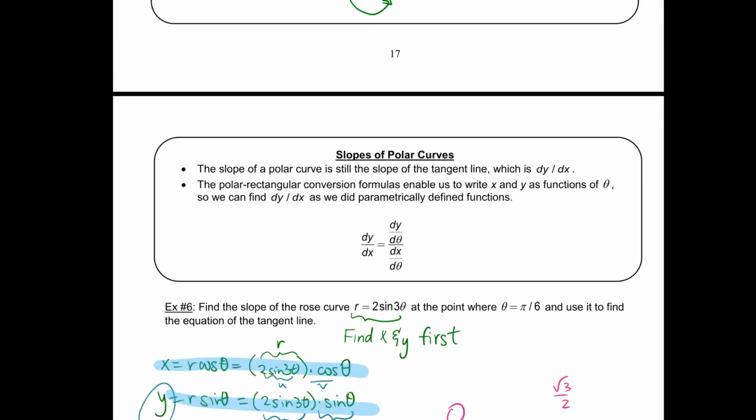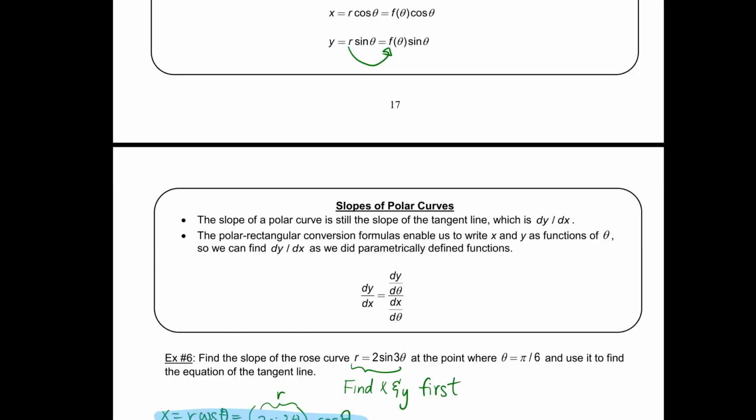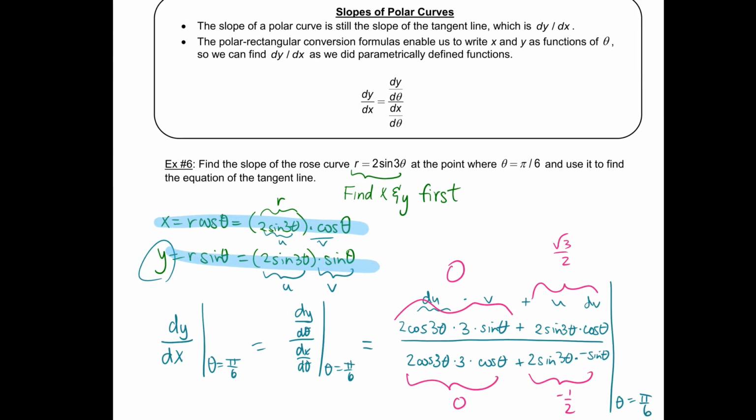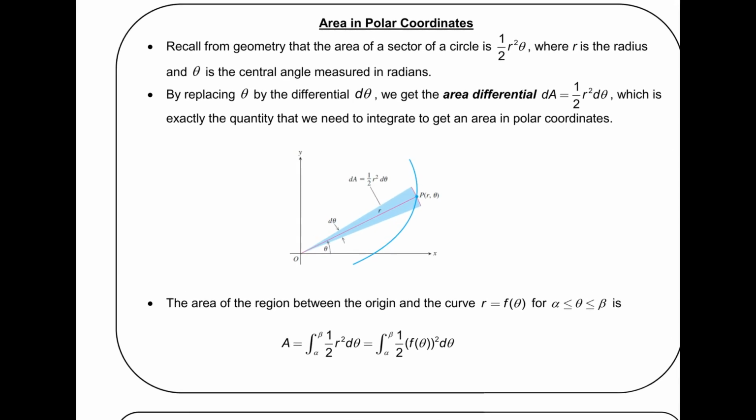And then I can make parametric equations of polar curves. Since x depends on the radius and cosine, I know the equation is f of theta times cosine theta, and so on. It's parametric, so I can find slopes of polar curves. It's just like the parametric slopes that we found. Remember we did dy/dt over dx/dt, and that's how we found dy/dx. It's the same thing here, just in terms of theta instead of t. Very similar. So this is where we left off: area in polar coordinates.